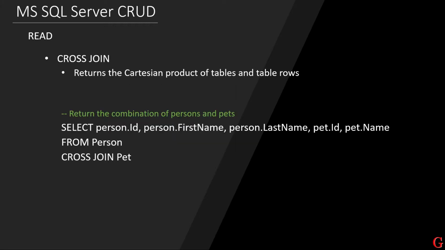Cross join is not so often used. Cross join returns the combination of tables and table rows. The total number of rows is the number of rows in the first table multiplied by the number of rows in the second table. The following query returns the combination of persons and pets.